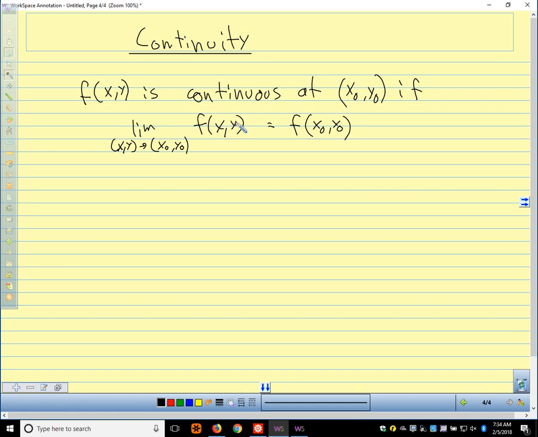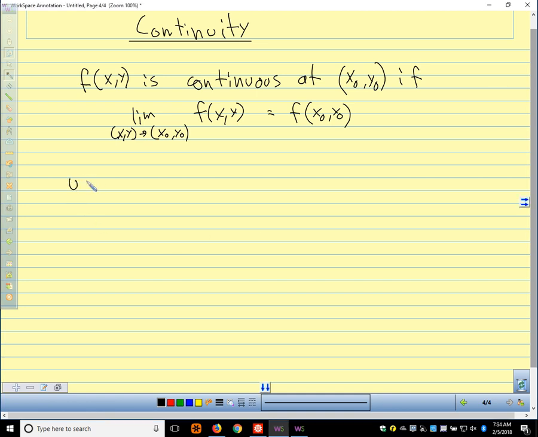So we're leaving out a couple of things here that are implied by this definition. Our function has to exist at the point. The limit has to exist. And the limit has to equal the function value. Just like for a single variable function. And our usual rules for continuity still hold.